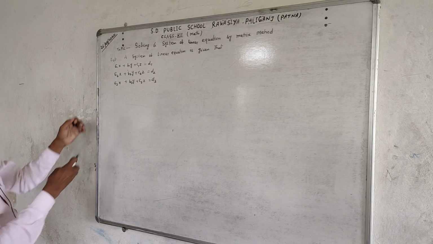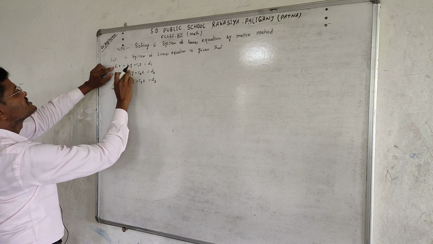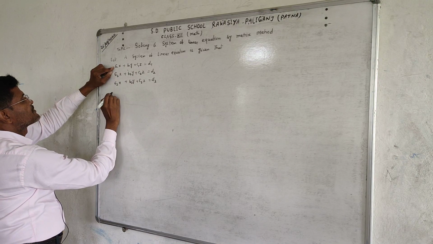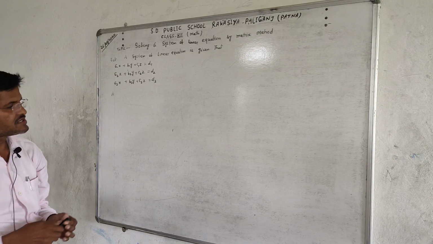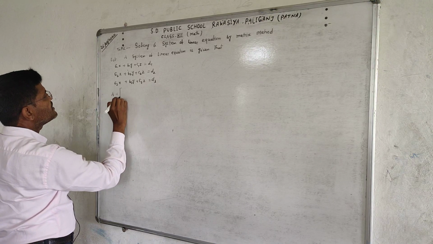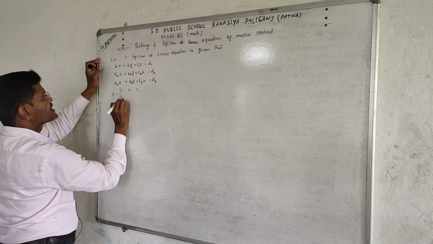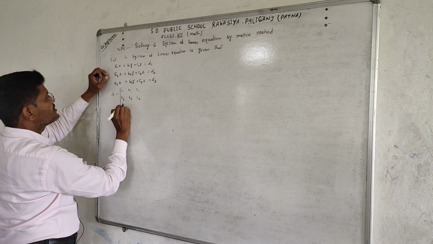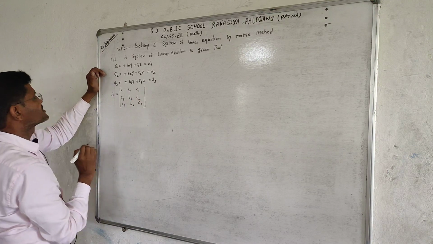The corresponding matrix of these equations is given by all the coefficients of the variables. Suppose that this matrix is written as matrix A, and this matrix A will be equal to: first row a1, b1, and c1; second row a2, b2, and c2; third row a3, b3, and c3. It is matrix A.